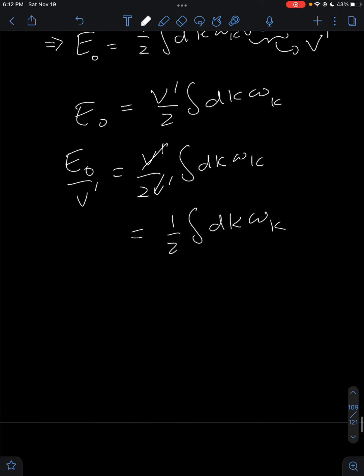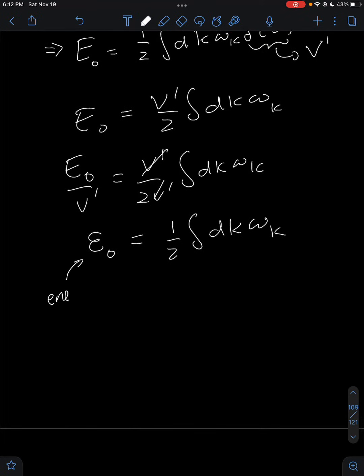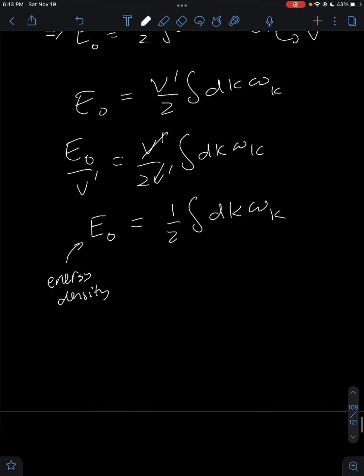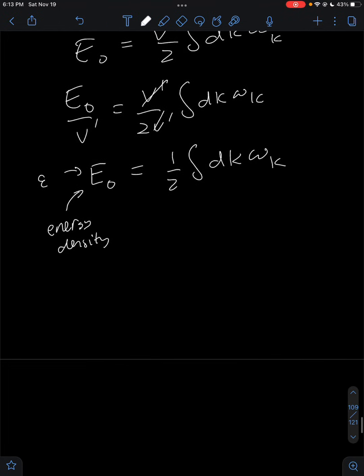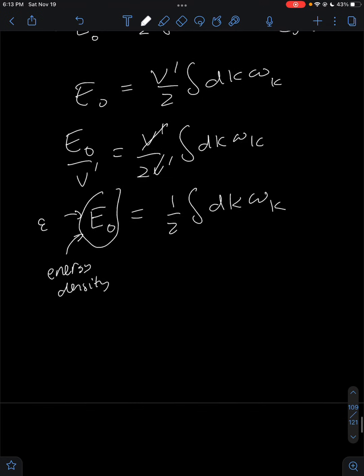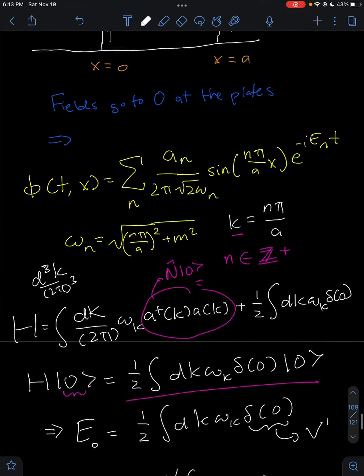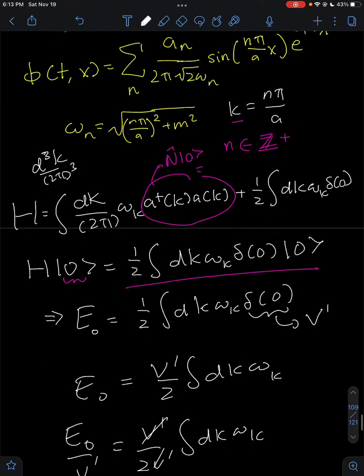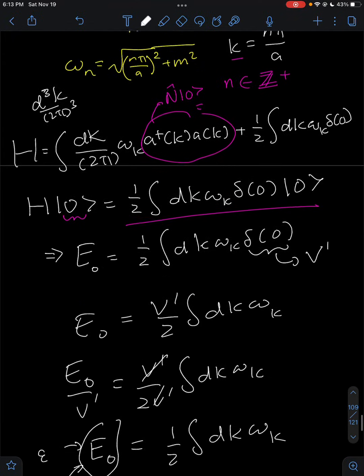Most textbooks, at least the one that I looked at, will write this as epsilon naught for the energy density. But by abusing notation, we are still going to write this as capital E naught, just because I'm used to it, honestly. We should be writing this as a different letter. So whenever I write E naught from now on, I mean the energy density. With that being said, that's the main setup that we are using here.